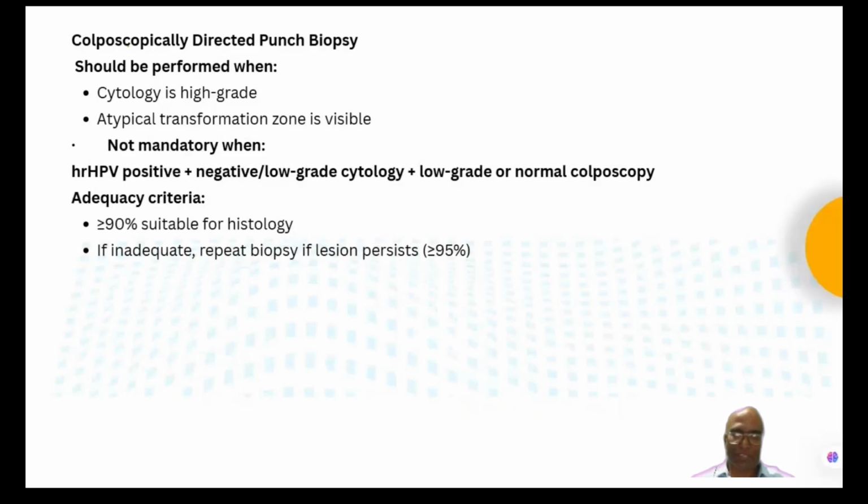So, if your colposcopy is normal, cytology is low grade, only HR-HPV is positive, in that particular case, punch biopsy is not mandatory. The adequacy is that you should have more than 90% suitable for histology. Whatever biopsy you take should be adequate enough to report during histopathology. If it is inadequate, then you will repeat the biopsy if the lesion persists.